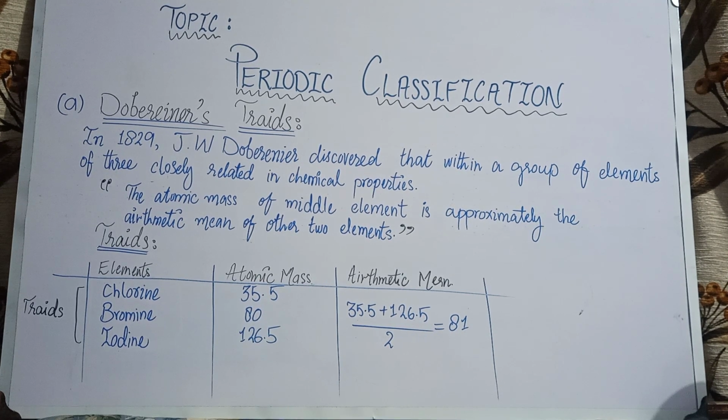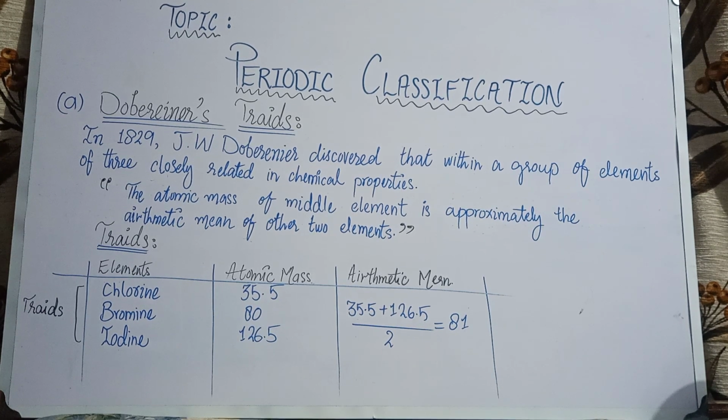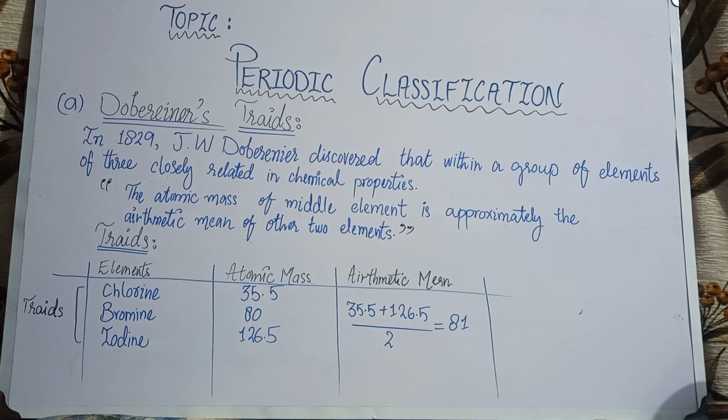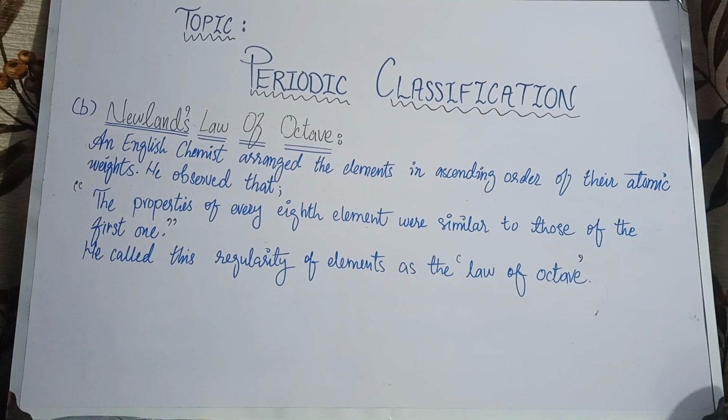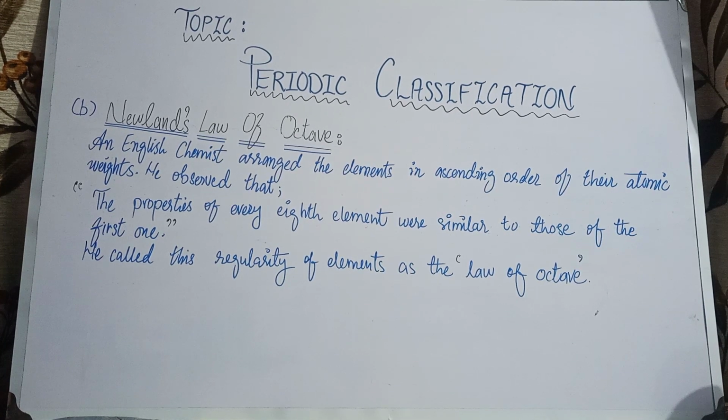So that's why the next attempt was made by a scientist named Newlands, the law of octaves. Newlands was an English chemist. He arranged the elements in the ascending order of their atomic weights. He observed that the properties of every eighth element were similar to those of the first one. He called this regularity of elements the law of octaves and arranged most of the elements then known accordingly.